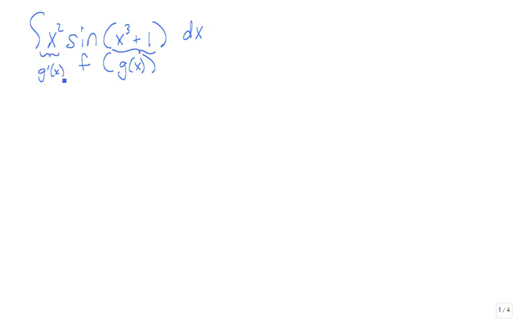We have the integral of x squared sine of x cubed plus 1 dx. So again, we pick the function inside a function, so our sine is the f function. Pick g of x or u to be the inside function, so that the derivative of x cubed is 3x squared. You see the derivative is going to be out here along with the dx. So our f function is the sine, and that tells us we should pick u to be the inside function, which is x cubed plus 1. The derivative of that is 3x squared dx.